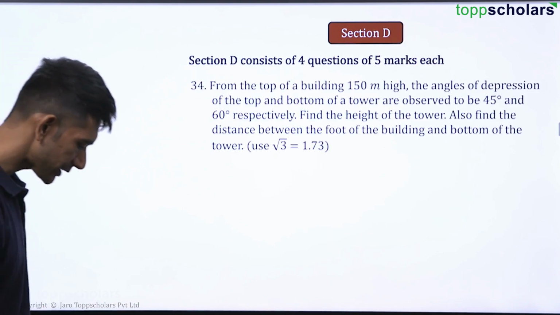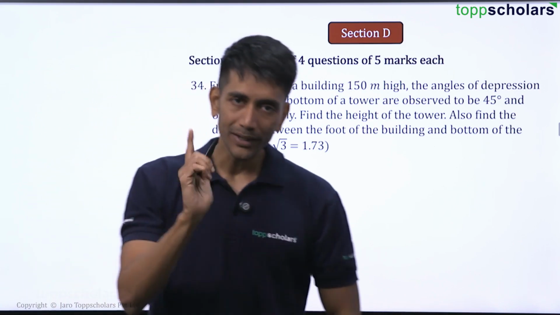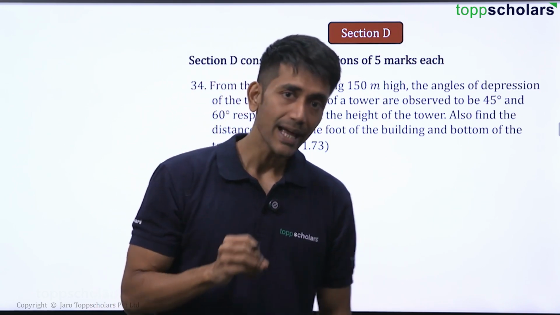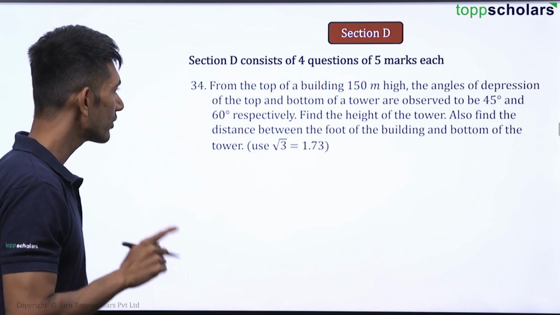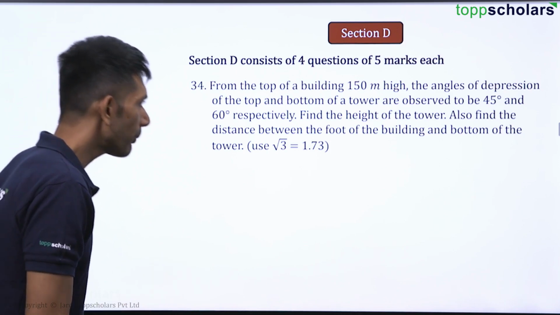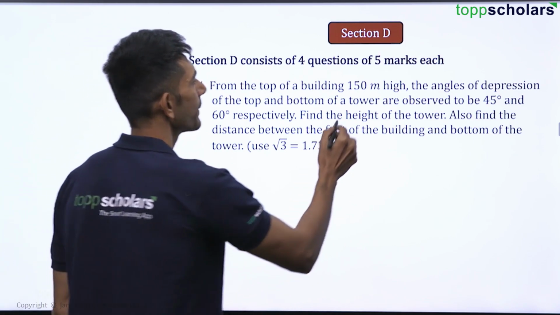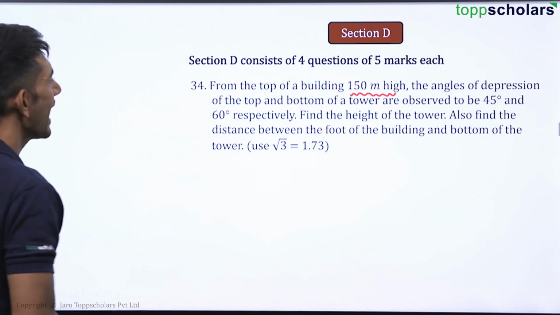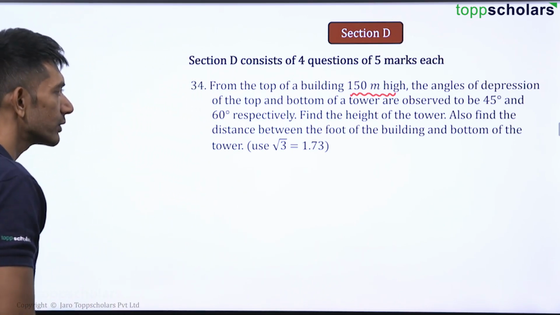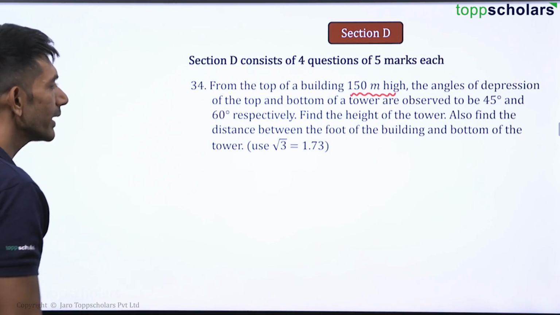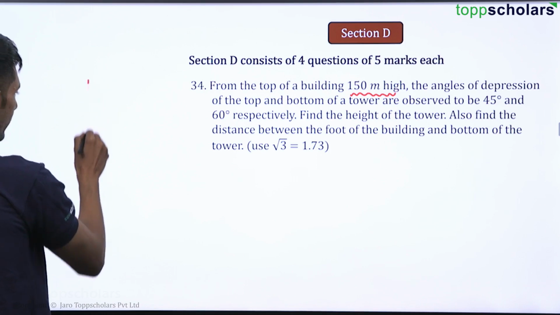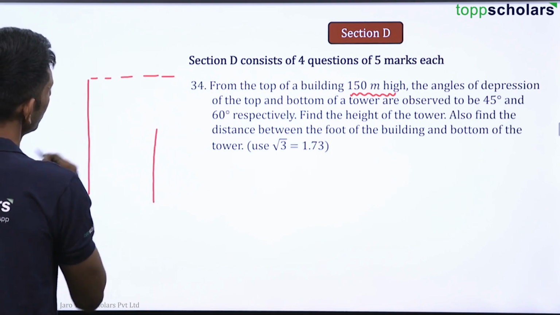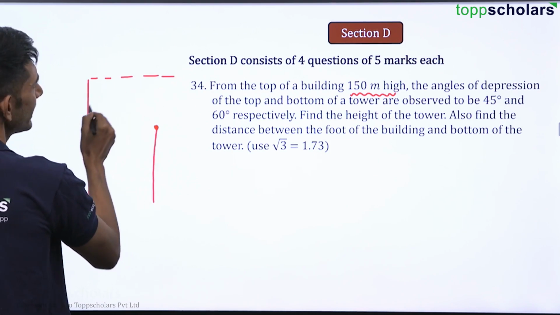Now we have a question based on application of trigonometry. One question from application of trigonometry will definitely be there. So you definitely have to do this type of questions. Please don't skip it. It says from the top of a building 150 meters high, the angles of depression of the top and bottom of a tower are observed to be 45 degrees. So there is a building 150 meters high, and then there is a tower, and this is the horizontal line. At the top of the tower, the angle of depression is how much?